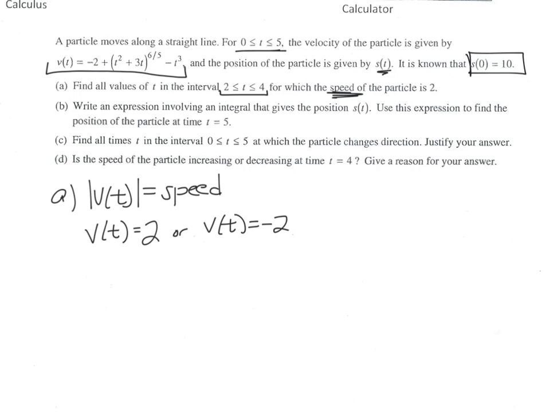And those values should turn out to be 3.128, or it could be 3.127, depending on your rounding. And the other place is 3.473.